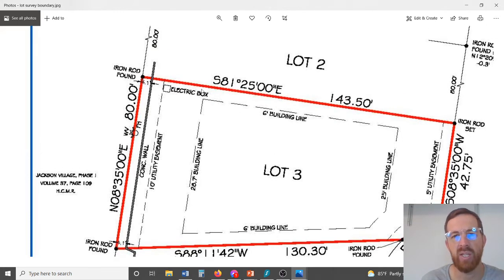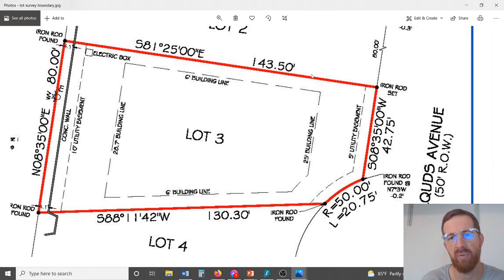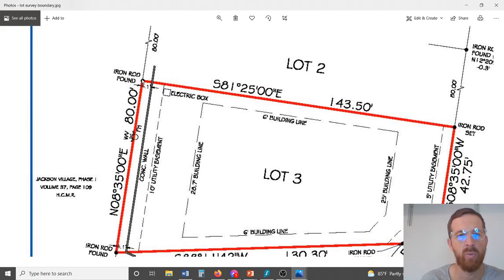And once again, you can see the metes and bounds description, these angles of measurement. So this was south 81 degrees, 25 minutes and 0 seconds east. So south by southeast bearing. And it's 143.5 feet long. And there's an iron rod found, which means the surveyor went out there and dug around, and he found whoever had previously subdivided this had left an iron rod in there. So he's working off a previous survey.